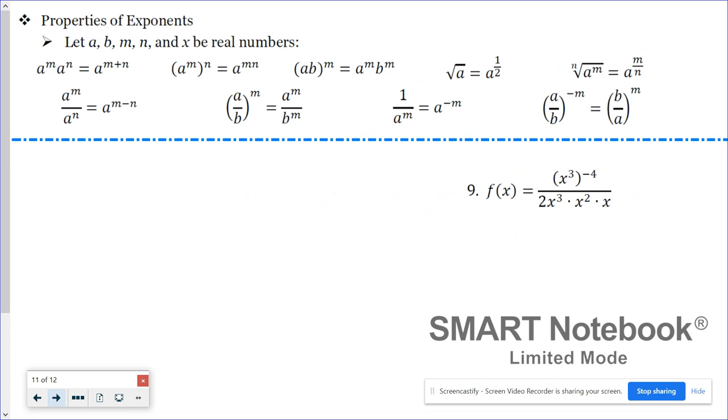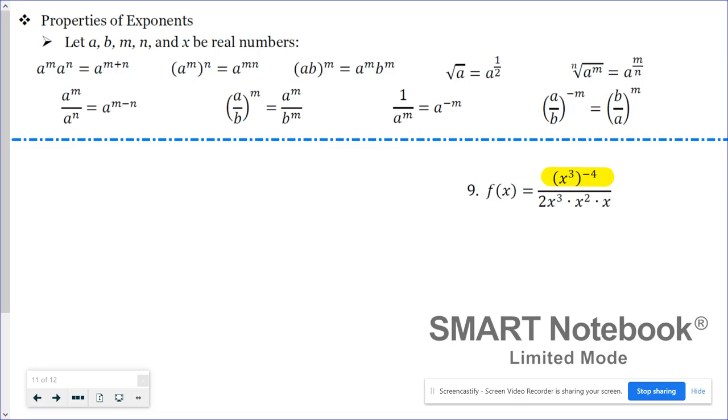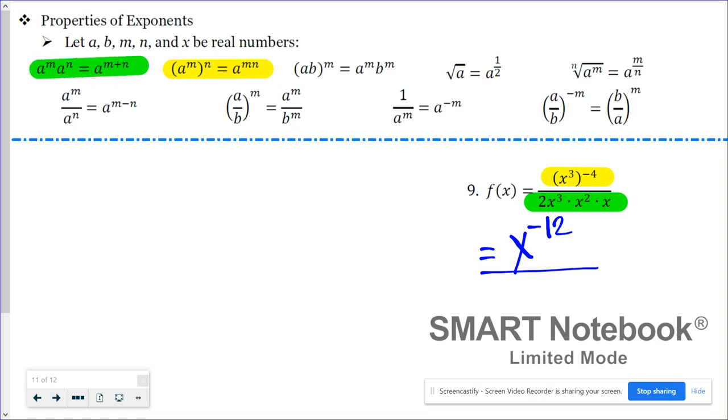And then finally, looking at number 9, wow, there seems to be a lot going on here. Okay, so let's just take this piece by piece. When I look at the numerator, I see a power raised to a higher power, which means that I'm going to multiply those exponents together, giving me x to the negative 12th power. On the bottom, what I see is 2x to the third times x squared times x. So I'm going to use that product rule, and I'm going to add all those exponents together. So I have the 2, and then I'm going to have x to the 3 plus 2 plus 1, 6th power.